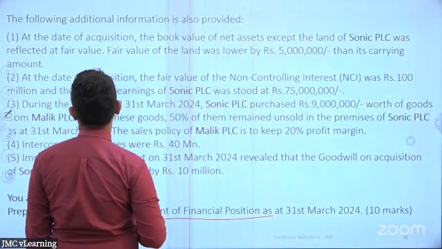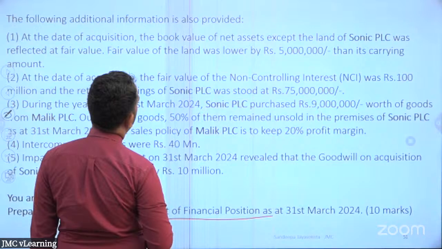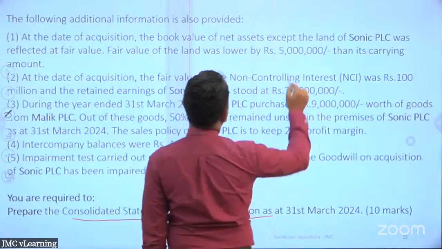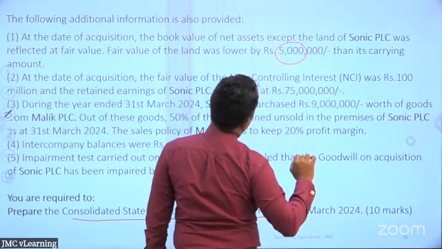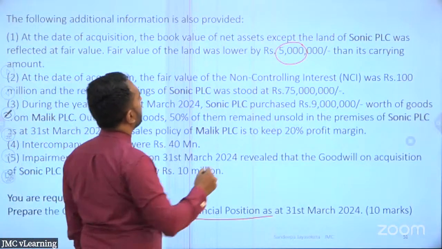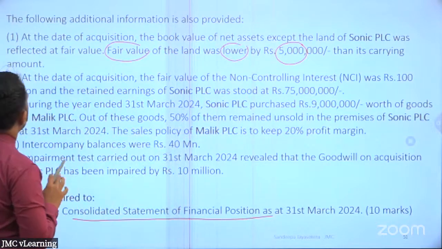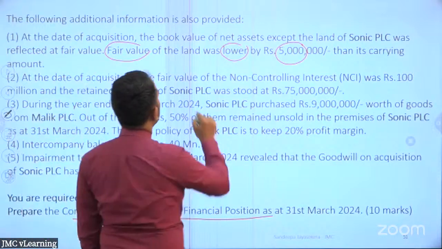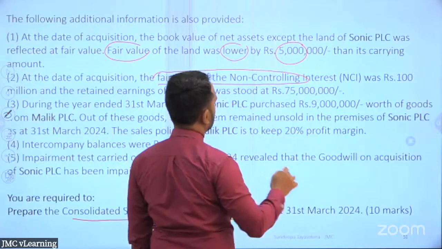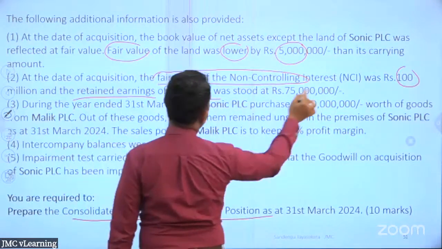The following additional information is also provided. At the date of acquisition, the book value of net assets except the land of Sonic PLC was reflected at fair value. Fair value of the land was lower by 5 million. At the date of acquisition, the fair value of non-controlling interest was 100 million, and the retained earnings of Sonic PLC stood at 75.